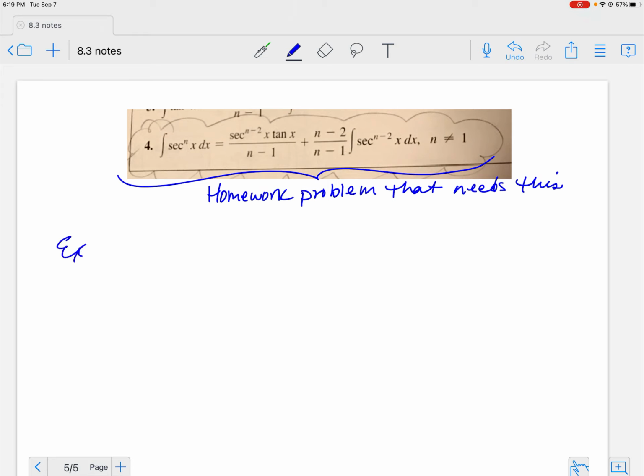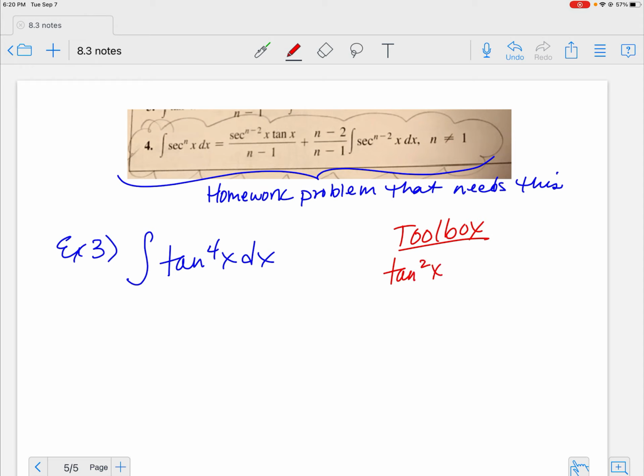What if I have something like this? Example 3. I'm going to integrate tangent to the fourth x dx. It's always about the toolbox, right? We know our identities. Those come out with this. So look at what's in your toolbox and then think about it. We know a couple things about tangent. Tangent squared x plus 1 is secant squared.